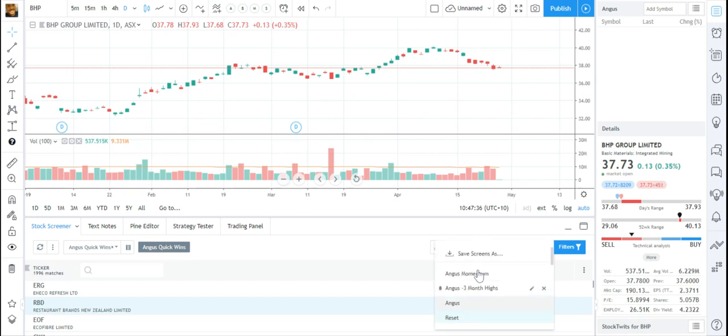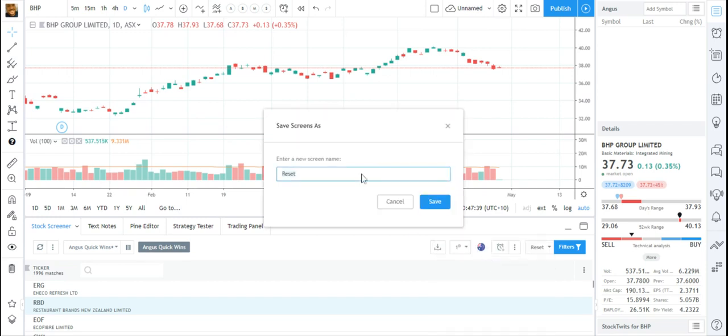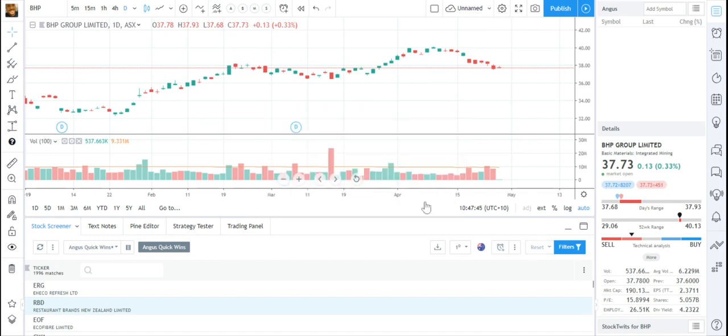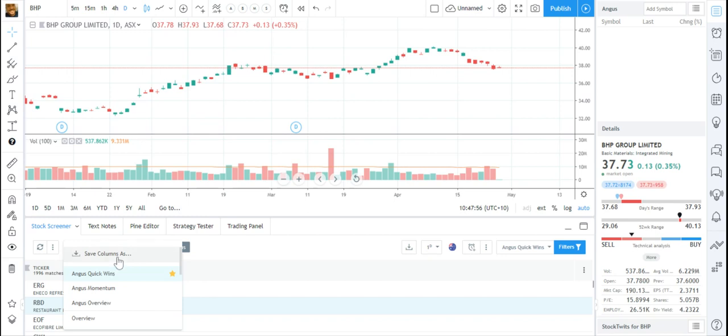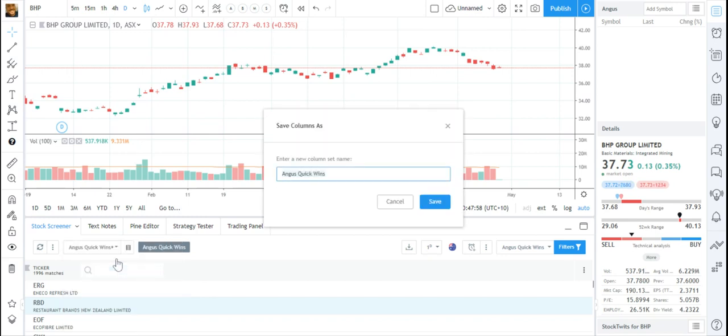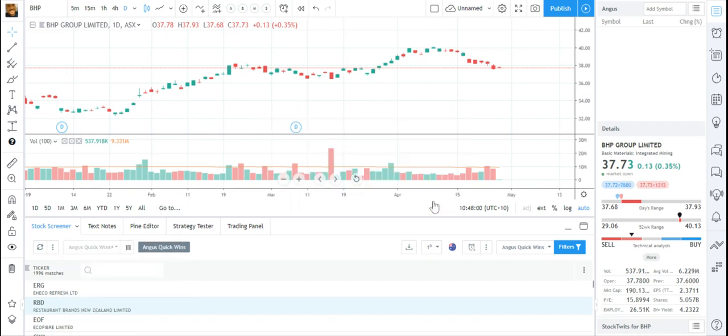I like to call them the same thing, so I'll call this one Angus Quick Wins. Save. And see how this one here now has an asterisk, which means that I haven't saved this column setup. So even though there's nothing there, I'm just going to go save columns as Angus Quick Wins. And so the little asterisk has gone away. So you can see that this is now pretty well a blank setup.